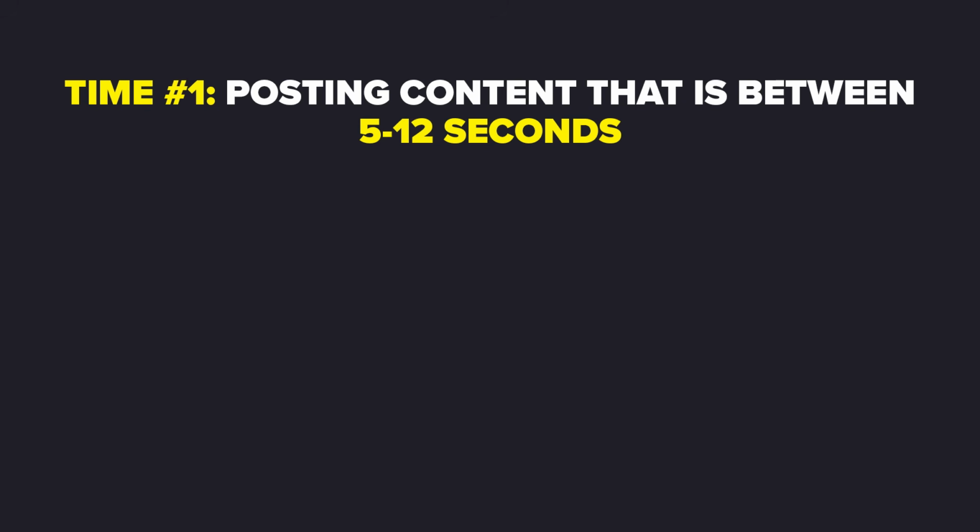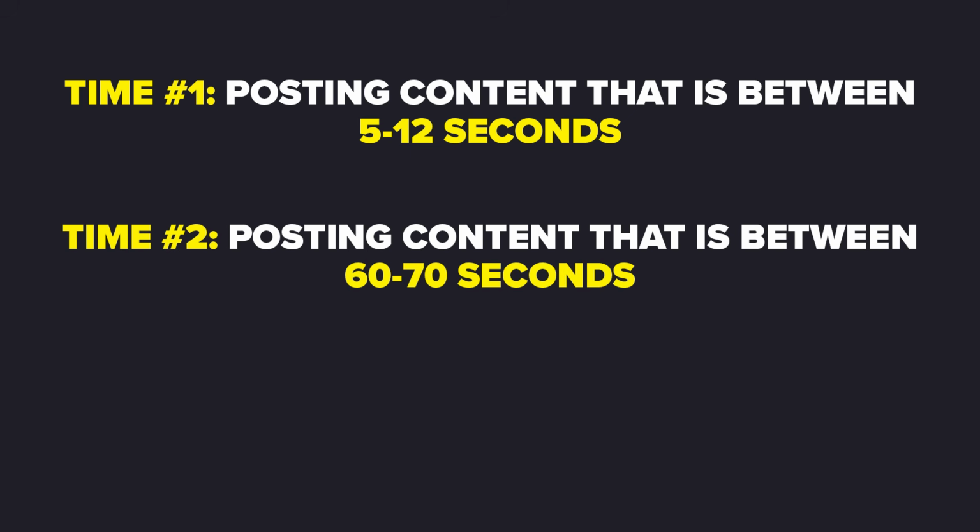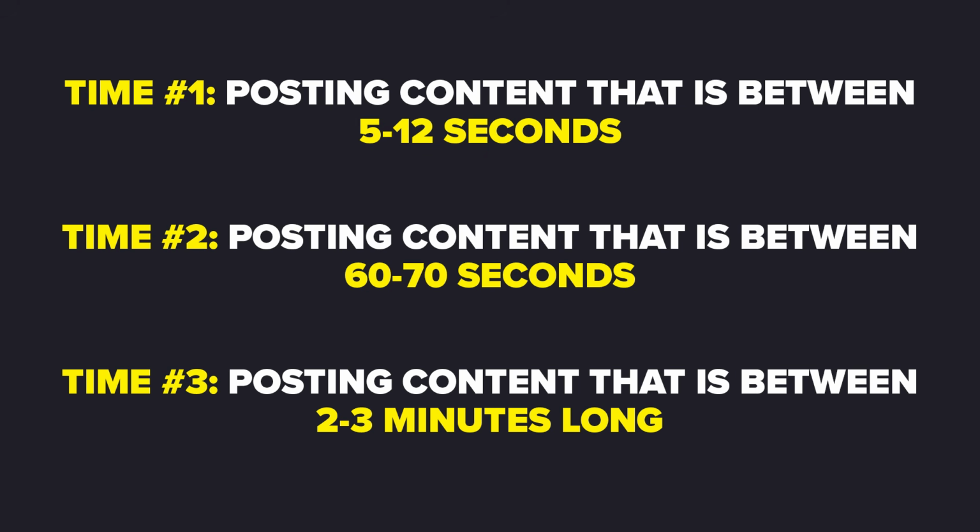The first length is going to be 5 to 12 seconds because this is really easy to get people to watch 100% of your video. Secondly, I would upload content that is 60 seconds long, 60 to 70 seconds to be safe. And then finally, I would upload videos that are 2 to 3 minutes long.